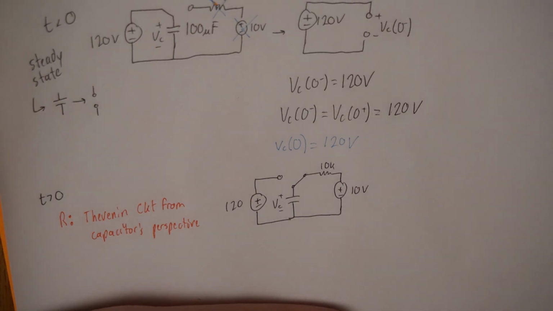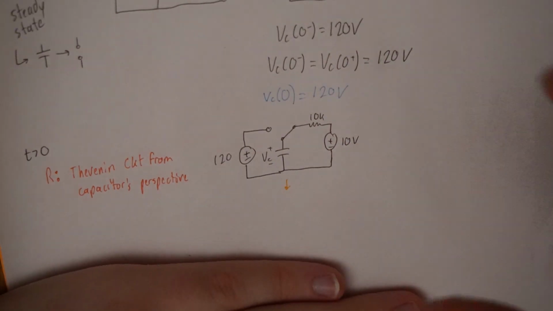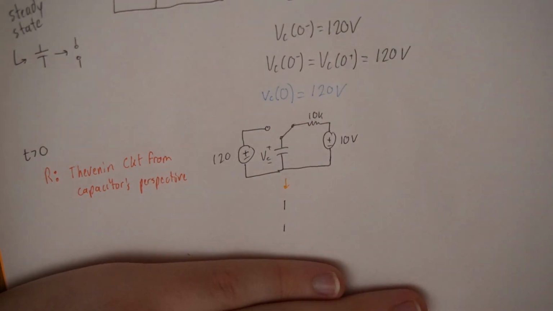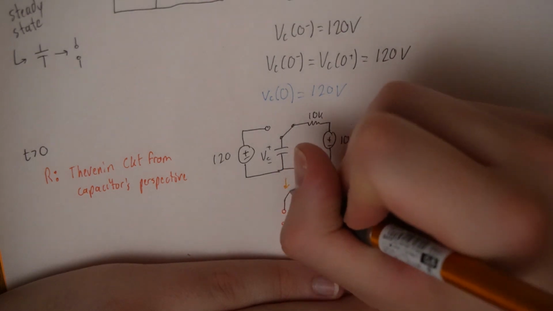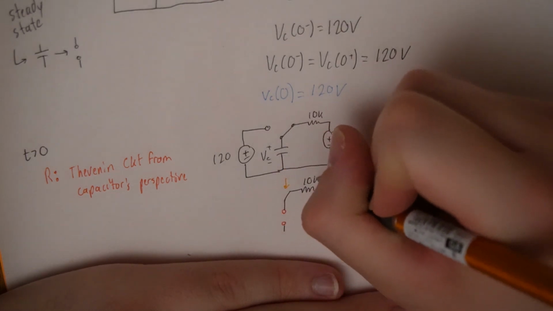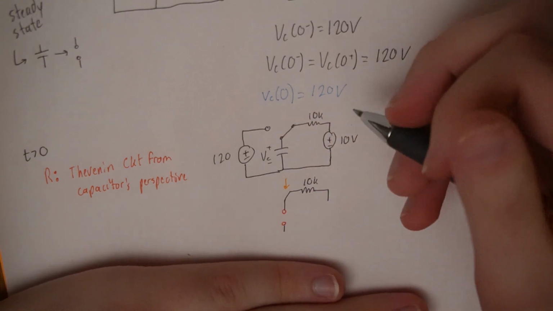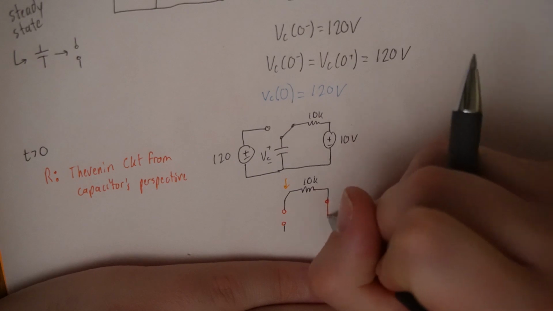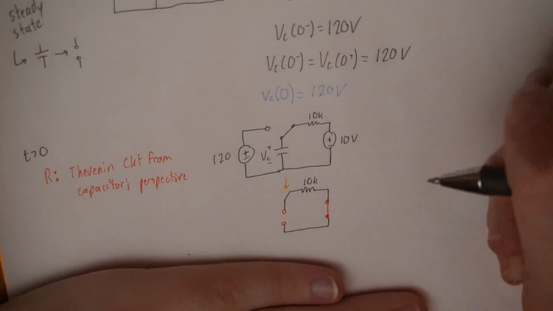So I'm going to open up the capacitor. Oops, wrong color. So the capacitor will become just open circuit. I still have the 10K resistor. And then because it's Thevenin, I'm going to short circuit the voltage source. If it was a current source, I would open circuit it.